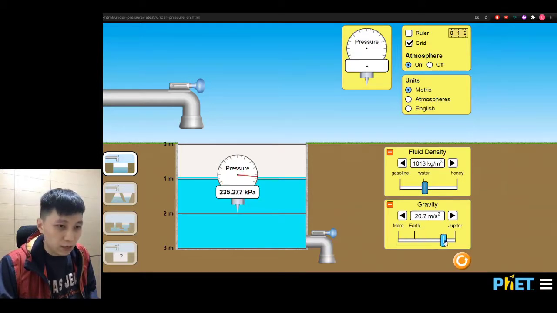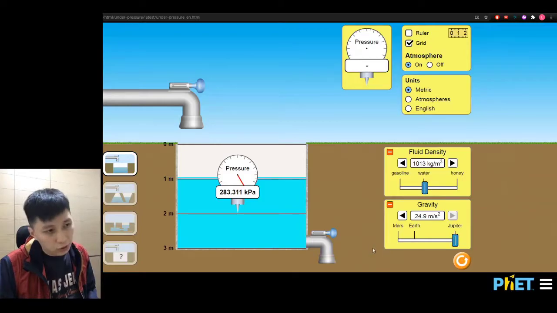And if you go to Jupiter, which has really high gravity, you can see the pressure go much higher also. Okay, so quite similar to density. When gravity goes small, the pressure goes small. When gravity goes big, pressure goes big also.